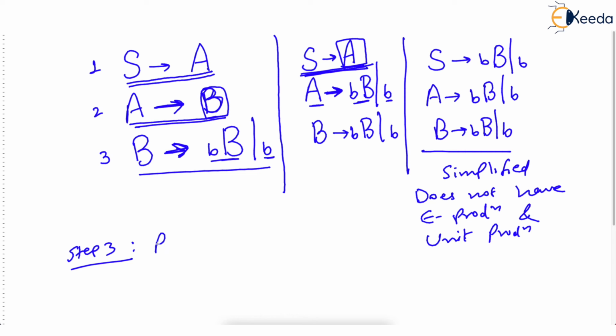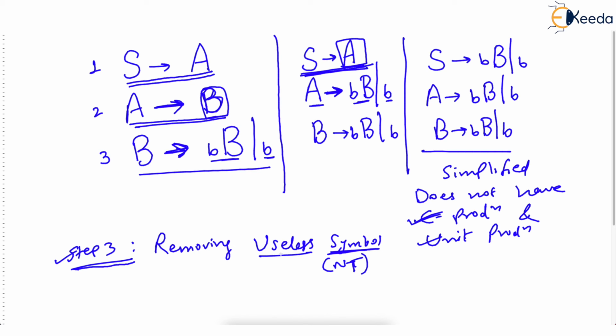But step 3 is removing useless symbols from the grammar. By useless symbol, the symbol means non-terminal. We can't remove terminals from the grammar, but capital letters, some non-terminals, are really useless. Now what do we call useless? By the way, just remember, to simplify a grammar, step 1 is remove epsilon production. Step 2, after removing epsilon production, is remove unit production. And now step 3 is removing useless symbols.